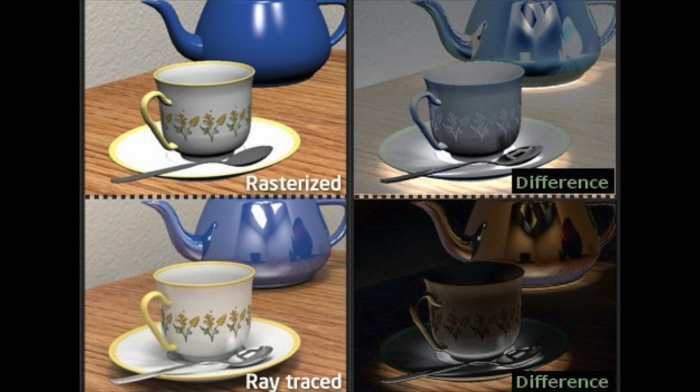Rasterization simulates the effects of light and the colors. Meanwhile, in the ray tracing image, we can see the reflection on the cooking pad, on the teaspoon, or on the cup, and the shadows at the bottom. This provides a realistic look to the image.